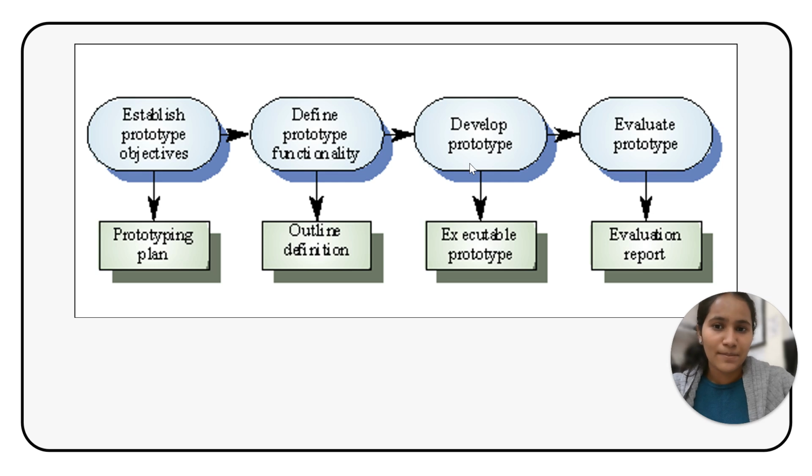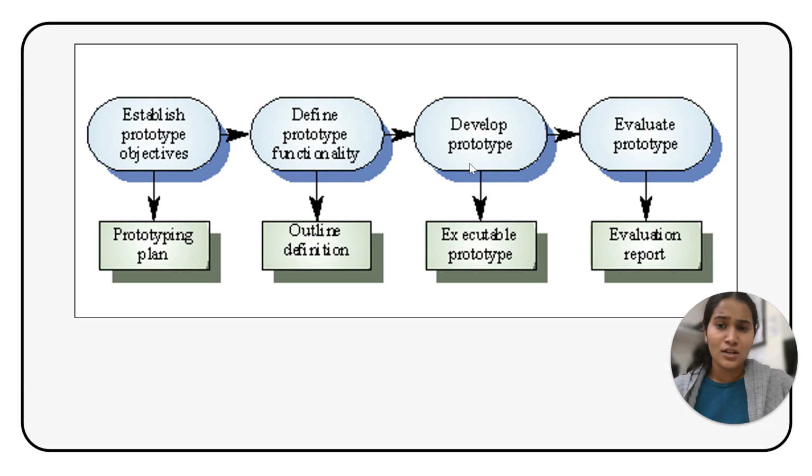Throwaway prototyping is built to quickly test certain functionalities. They should be discarded after development as they are not a good basis for a production system. So basically, a throwaway prototype is making a prototype of a single functionality and then checking only that functionality.